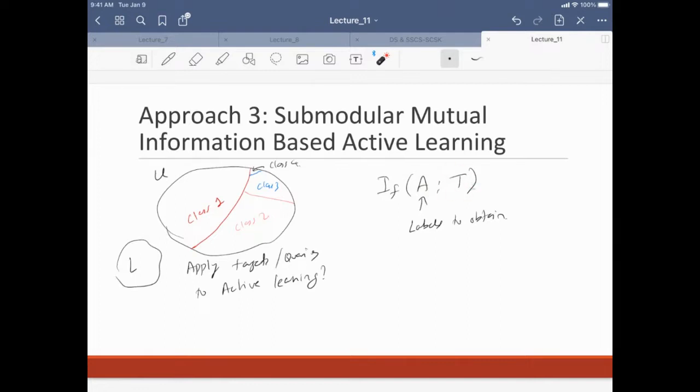And my target could be this class, which is very rare. And it turns out that actually these submodular mutual information functions are very powerful over here. They perform much better than existing active learning algorithms in obtaining class 4 examples. So this is the basic idea. Any questions on this so far? Any questions on the setting, or are things clear?